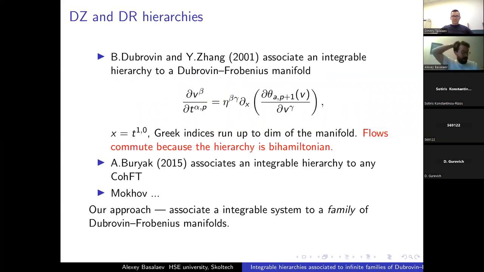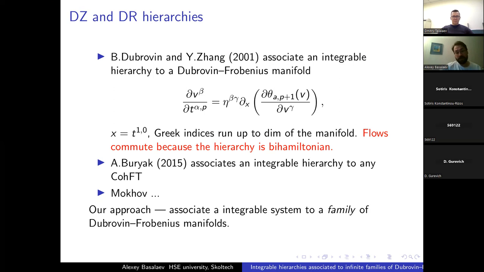So let me first say that, in principle, the idea to construct an integrable hierarchy associated to one Dubrovin-Frobenius manifold is very old. I will explain what the Dubrovin-Frobenius manifold is and what the structure is a little bit later on. I just give some historical remarks. The idea to investigate integrable hierarchies via Dubrovin-Frobenius manifolds is really old. It goes back to Boris Dubrovin himself.